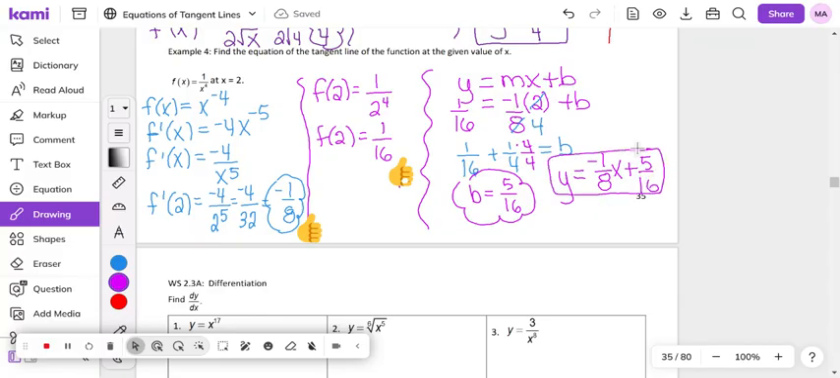So now you have a pretty good idea of what we're going to use here with the power rule.